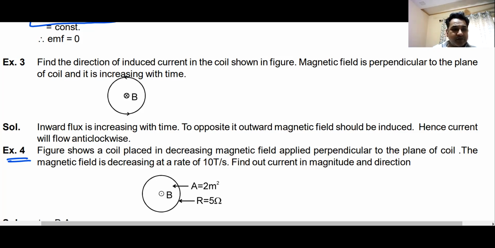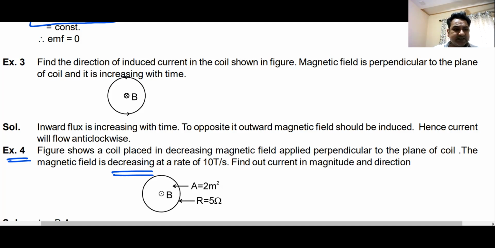Why clockwise? Because the magnetic field inwards is decreasing with time. So what we have to do? We have to increase it in the outward direction, sir. That is how you can increase it. That is why it is anti-clockwise, sir. Do we understand that? Yes, sir. Okay. Then what is the answer?